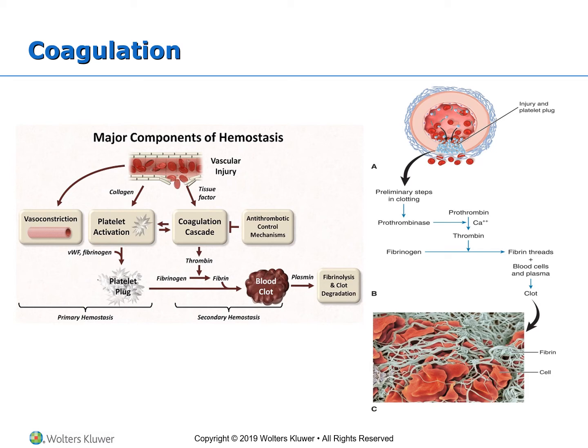So if we are looking at this picture again, look at the left side of your screen. It starts with vasoconstriction, followed by the platelet activation that will form the platelet plug. That's the primary hemostasis. And we have the secondary one that will reinforce the results of the primary one. And through the coagulation cascade, that will release the thrombin that will transform the fibrinogen, which is soluble, into an insoluble protein, which is called fibrin.